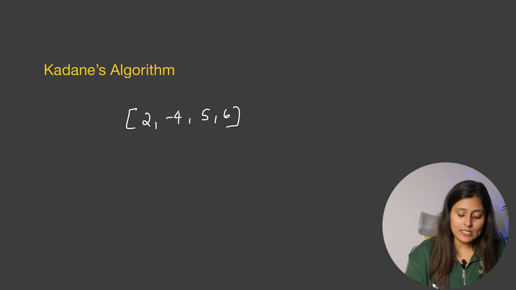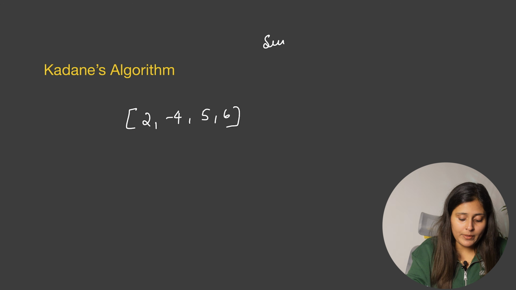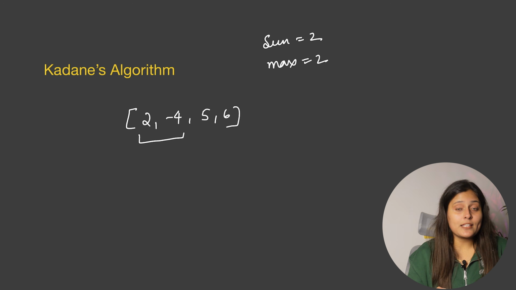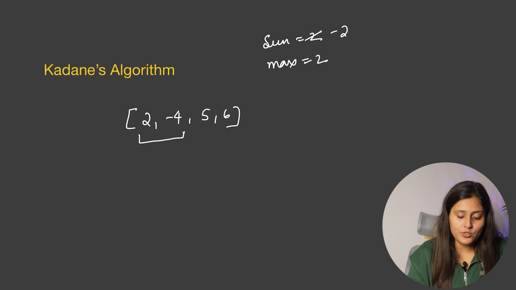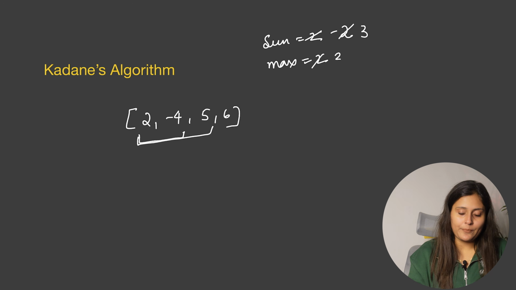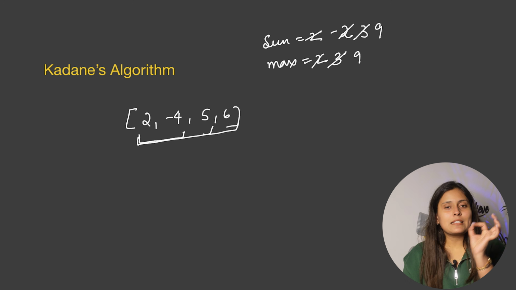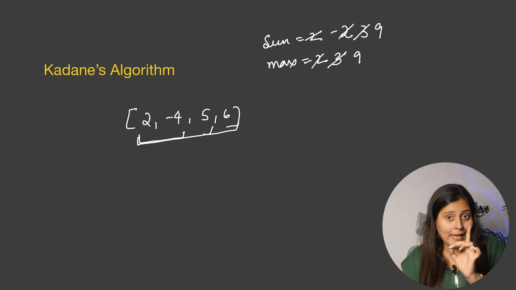Then in that case, with the sliding window, you will add this 2 number in the summation and your summation will become 2 and maximum will also be 2. Next time you will add minus 4 also. So your summation will become minus 2 but your maximum will still be 2. Next time you will add 5 also and this time your total summation will become 3 and now maximum will also be updated to 3. Next time when you add 6 also, your summation will become 9 and your maximum will also be 9. With sliding window you got this in O of n time complexity.